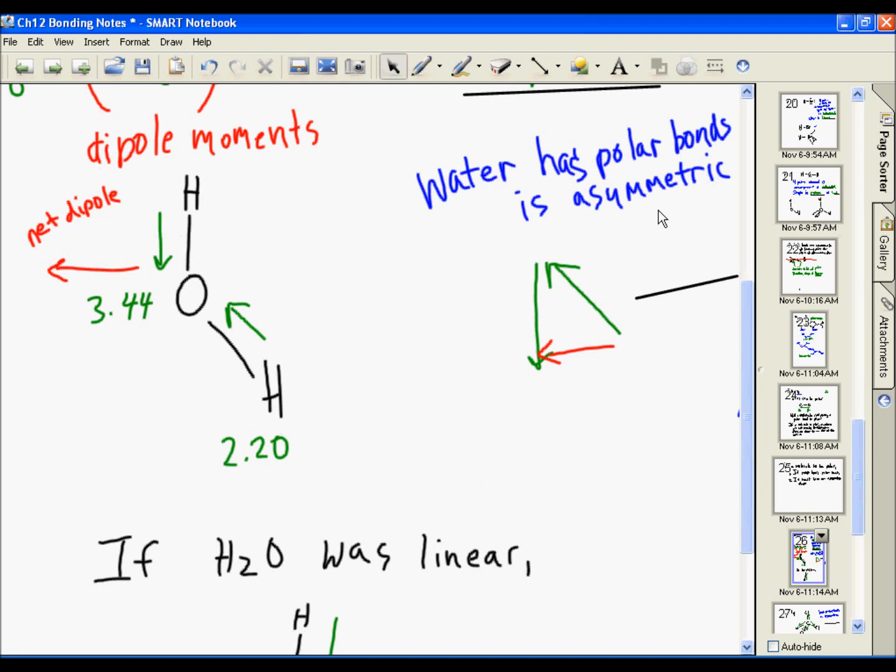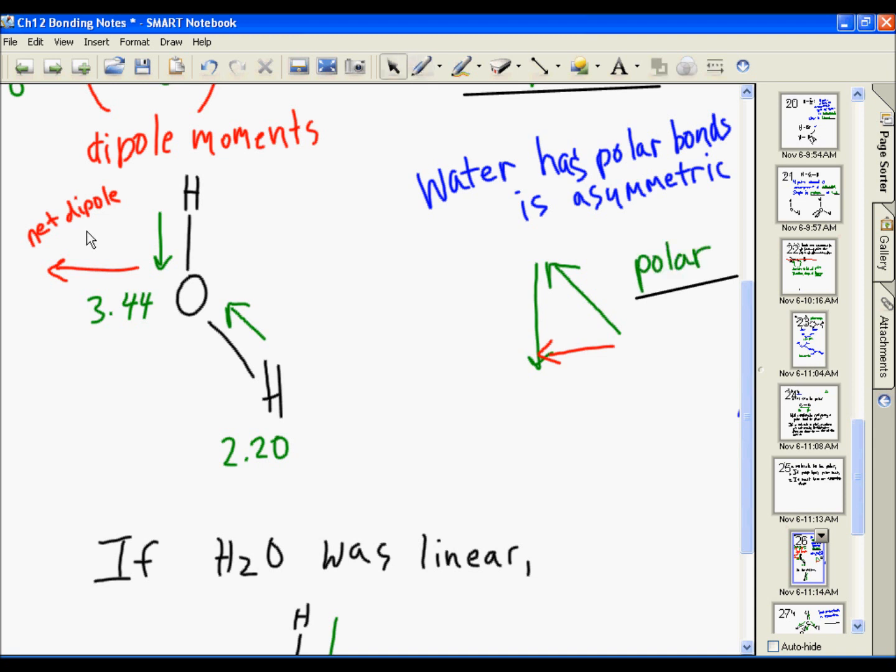That's what I've attempted to draw with this drawing here. I've taken this dipole moment as the top arrow, and this dipole moment as the arrow going down. When I add them up, I get this red arrow, which I call a net dipole. And if you have a net dipole, the molecule is polar. So water is a polar molecule.